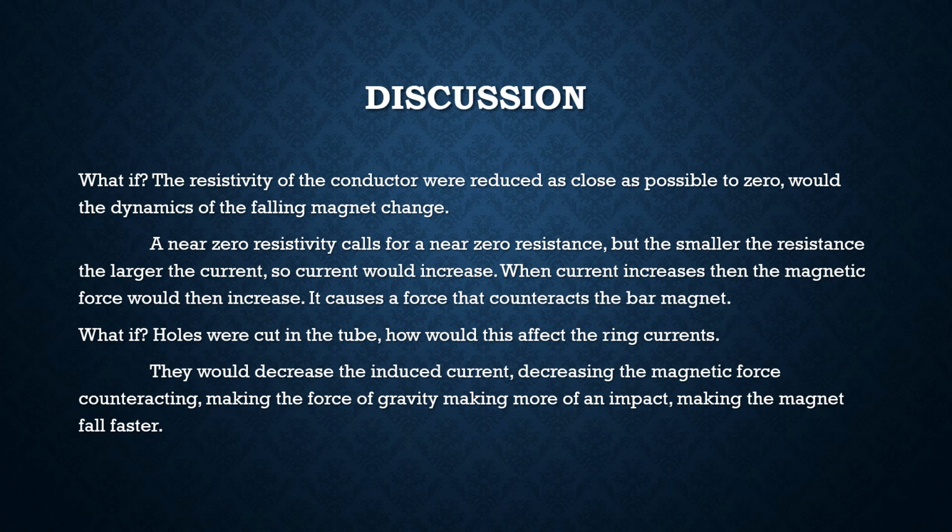And also, what if holes were cut in the tube? How would this affect the ring currents? They would decrease the induced current, decreasing the magnetic force counteracting, making the force of gravity have more of an impact, making the magnet fall faster.